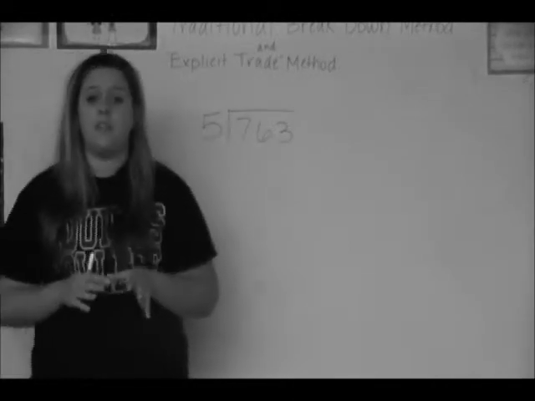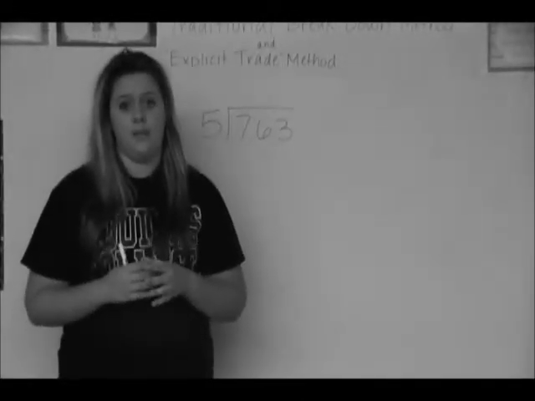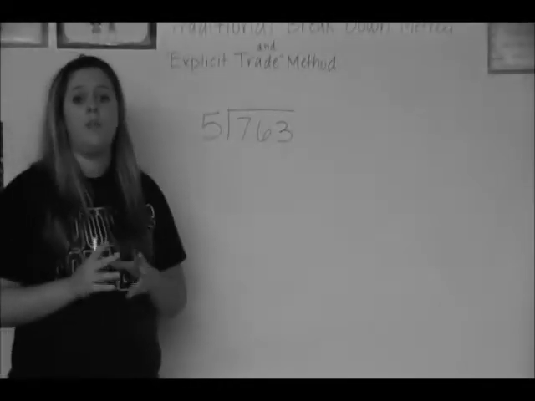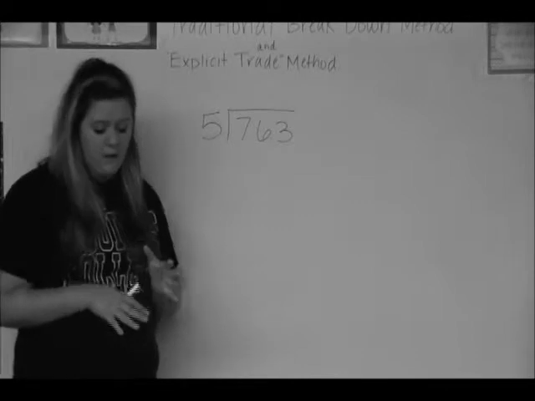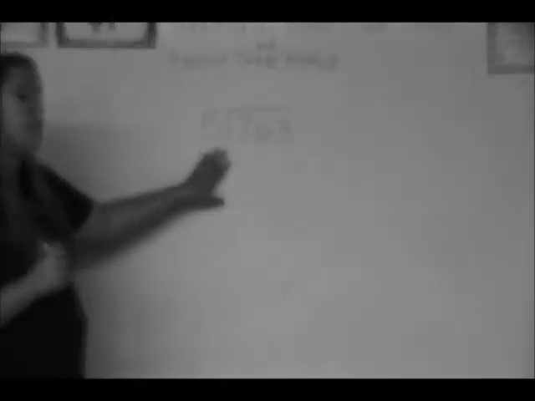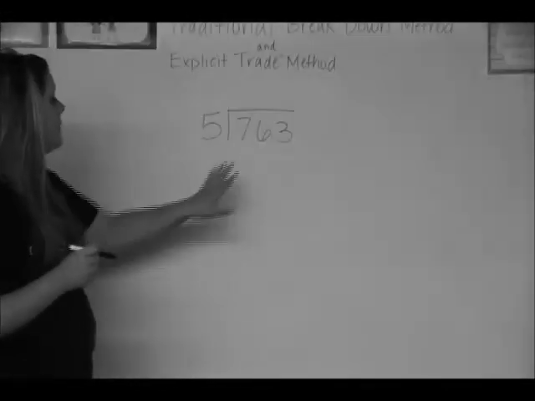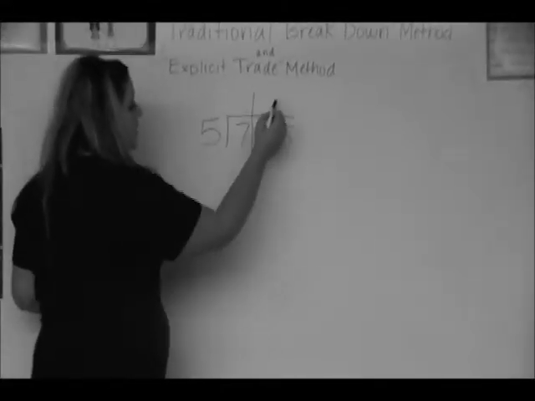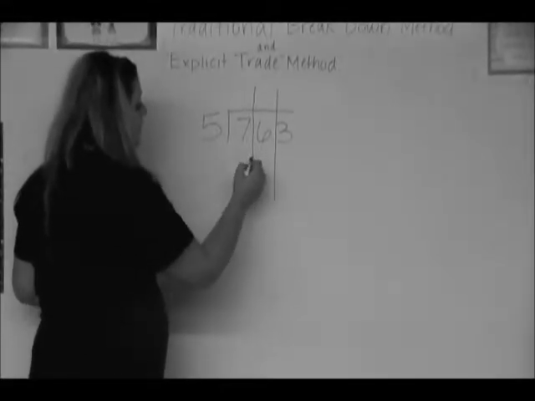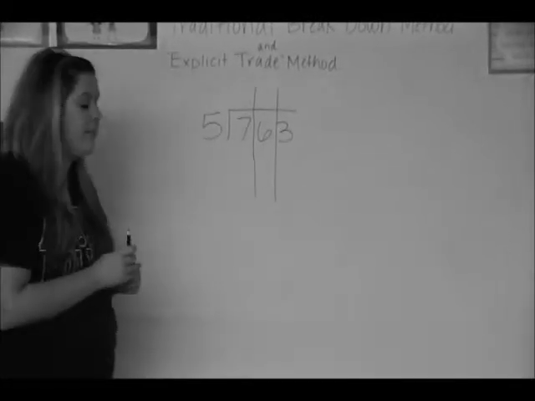The first method is going to be the traditional breakdown method. The second is going to be the explicit trade method. First off, doing the traditional breakdown method, we are going to look at this problem and we are going to take the different place values and we are going to draw a line like this so we can see the different place values that we have.